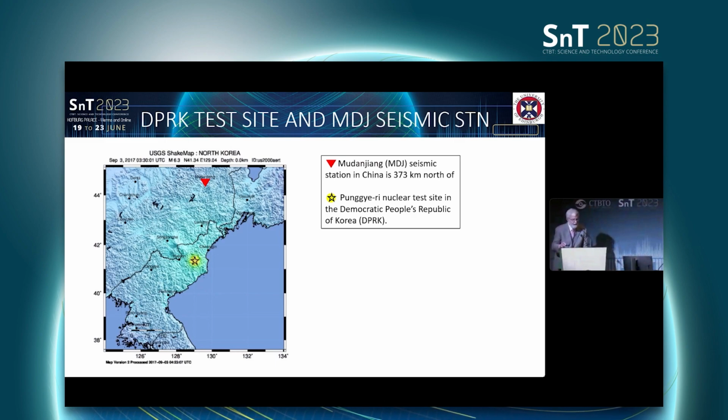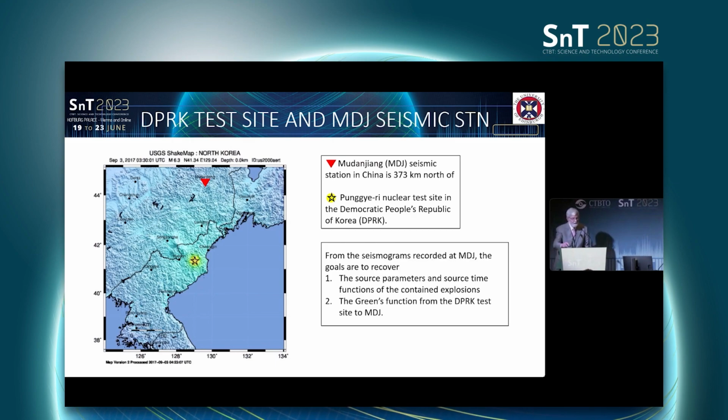So here's a map of the Democratic People's Republic of Korea. The yellow star is the test site, and the red triangle is a seismic station in China, Mudanjiang, 373 kilometers north of the test site. From the seismograms recorded at MDJ, the goals are to recover the source parameters and source time functions of the contained explosions, and the Green's function from the DPRK test site to MDJ.